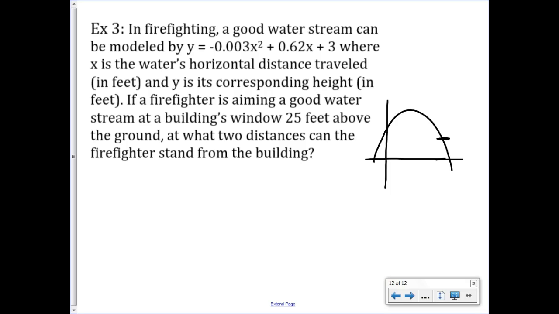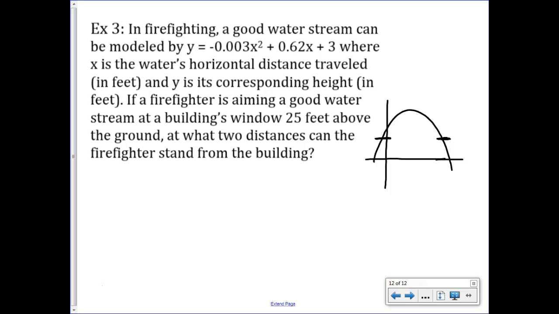So maybe it's here and it's catching it at the 25 on the way up, or maybe it's here and it's catching it at 25 on the way down. Where are those 2 spots? And probably it's not going to be in the negative x value, poorly drawn graph there. But where are those 2 spots where it's hitting so that it hits the window? So we want to know where our y value is equal to 25.